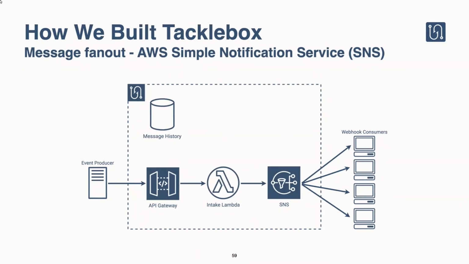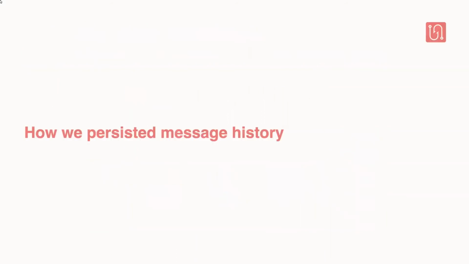So both SQS and SNS approaches meet our project goals, and both definitely have their benefits. In the end, we chose SNS because it better fits our use case, and it includes features like rate limiting and customizable retry logic out of the box. Which leads us to our third challenge, persisting messages to our message history.